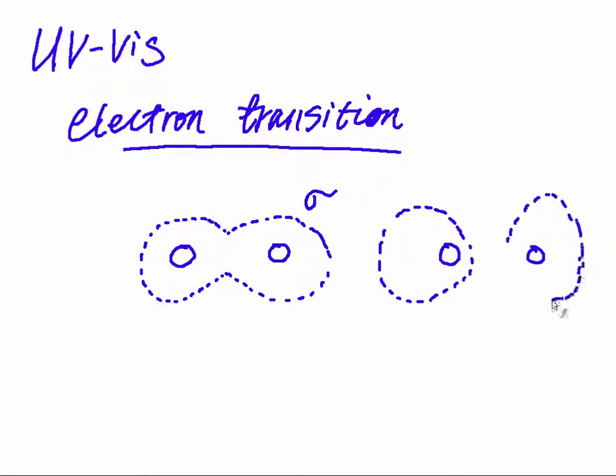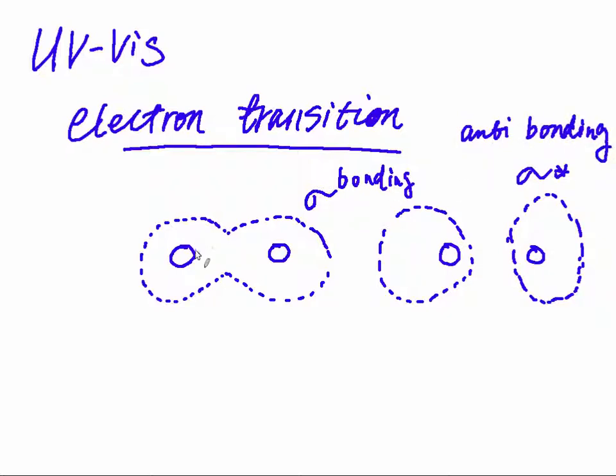The left one is the bonding orbital. The sigma star is the antibonding orbital. When you shine light on this molecule, it will excite the electron from the bonding orbital to the antibonding orbital. Then it will absorb certain energy, and it will be shown in the absorption spectrum.